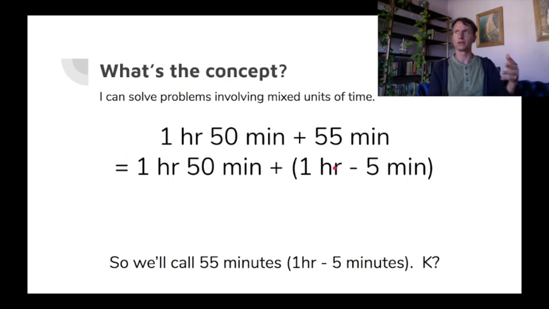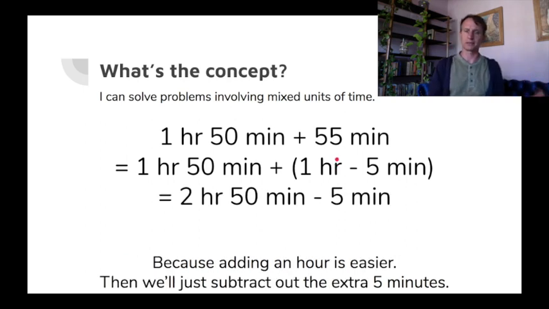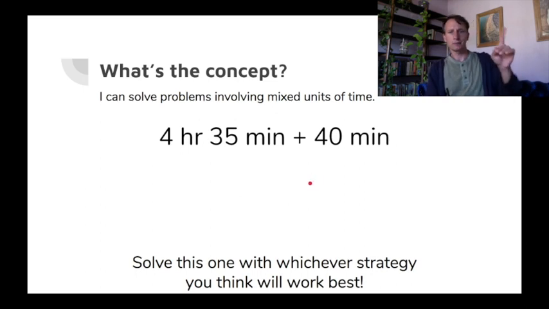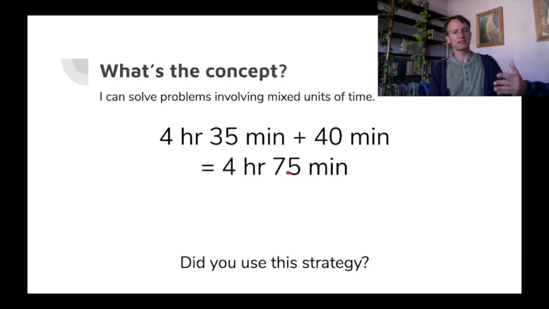I would say, oh, so it'd be 2 hours, 50 minutes minus the 5 minutes I rounded up would be 2 hours, 45 minutes. I find this a useful strategy, okay? Here we go. What do you think is going to be best here? I also would just crunch the numbers. So 4 hours, 35 minutes plus 40 minutes will be 4 hours, 75 minutes.